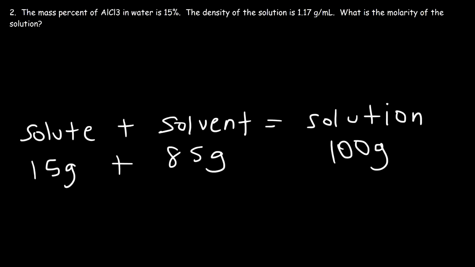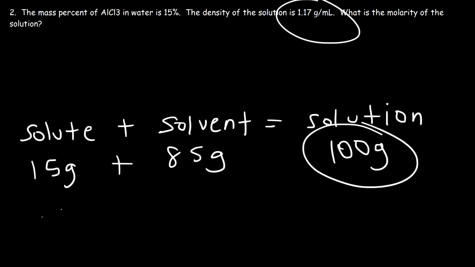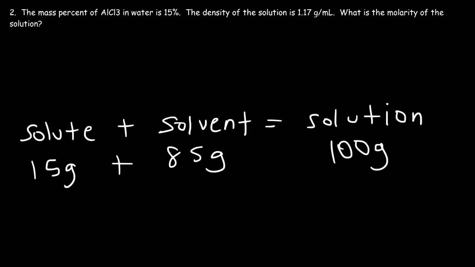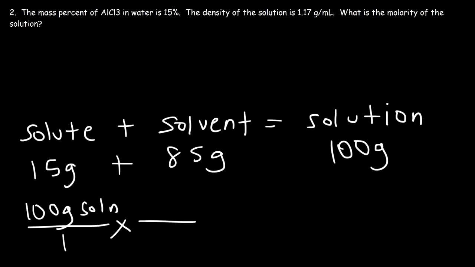So with this information, can you figure out the rest of the problem? Now what we need to do is we need to find the moles of the solute, which we can easily do because we have the mass of the solute, and we need to find the liters of the solution. Now we have the grams of the solution and we have the density. Those two combined can help us to get the milliliters of the solution. So let's start with 100 grams of solution. And if the density is 1.17 grams per milliliter, what that means is that 1 milliliter of solution has 1.17 grams.